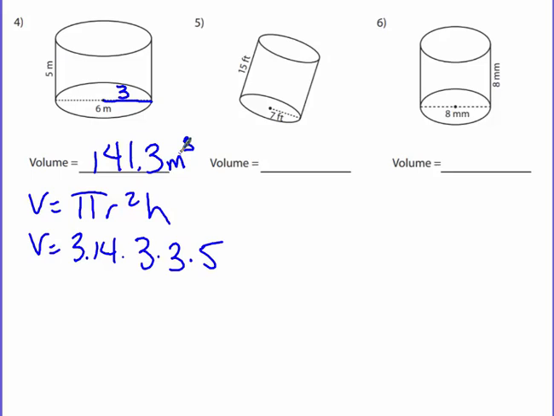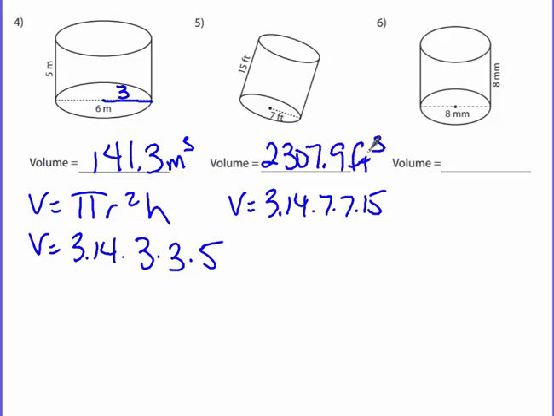Number 5, now we're back to being given a radius, so we're good. The formula is the same as we had on number 4. So this one is just volume is equal to 3.14 times 7 times 7 times 15. We multiply that together and you end up with 2,307.9 feet cubed.